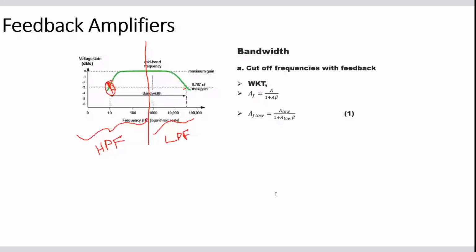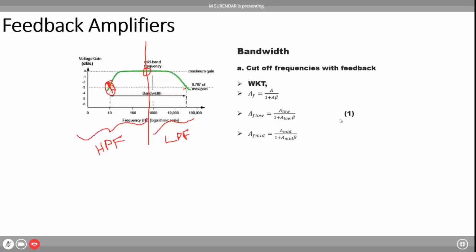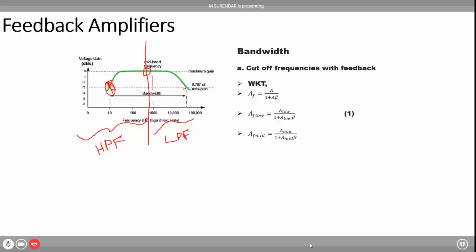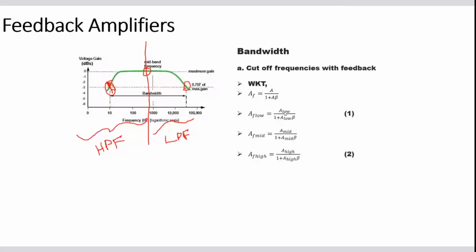In the mid range, take some point in that flat curve. Right now I am taking approximately a midpoint, so it is a mid-range frequency, and this is the gain with feedback at the mid-range frequency. There's nothing more: whichever frequency we are dealing with, low, mid-range or high, we include it in the suffix of AF and A. And finally, we have the high frequency at this point. What is the gain with feedback? So we have defined all those things.